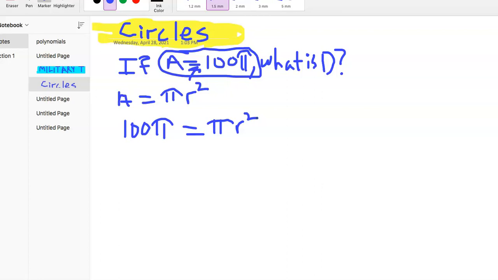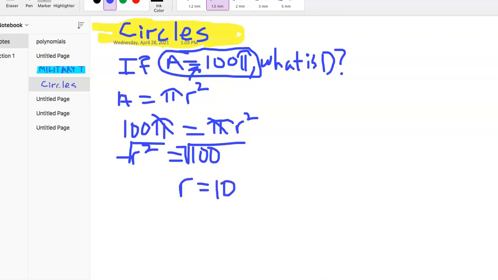And if we divide both sides by pi, just get rid of the pi, then we'll be left with r squared on the left, equals 100. So we just divided each side by pi to cancel those out. R squared is 100, and then we're going to square root both sides, get rid of that squared. Square root of 100 is 10, which is radius.